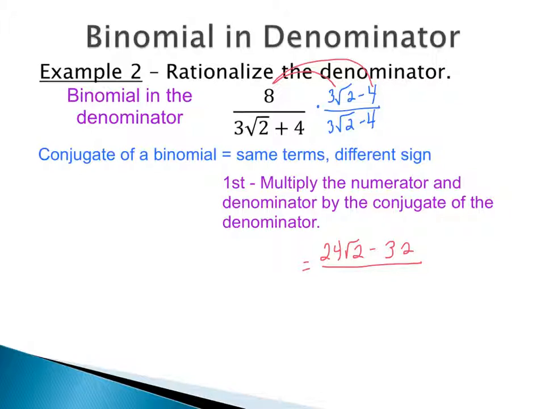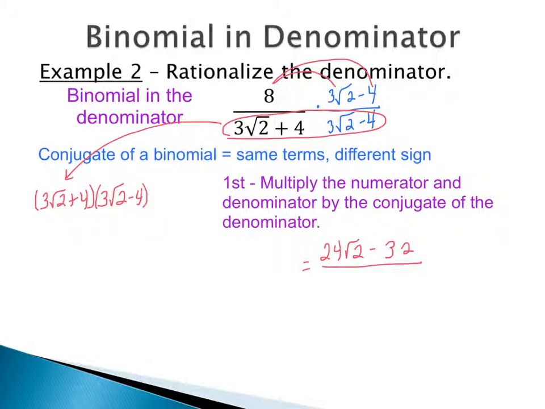Now the denominator, I'm going to move this over and work this out to the side, so that we can see what happens when we're multiplying. So we're doing here 3 square root of 2 plus 4 times 3 square root of 2 minus 4. If I'm working this out fully, I need to distribute or FOIL.